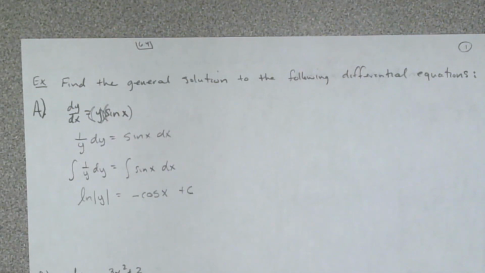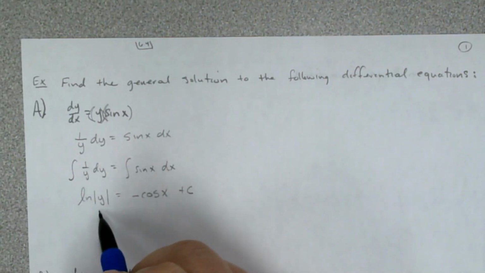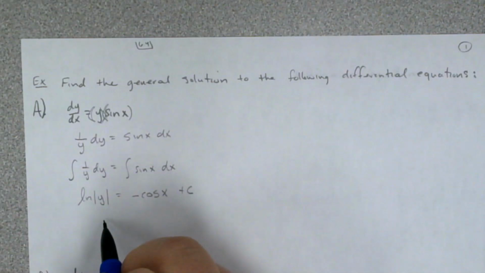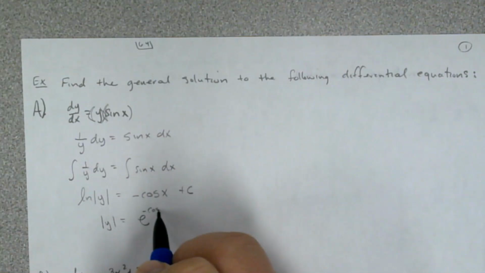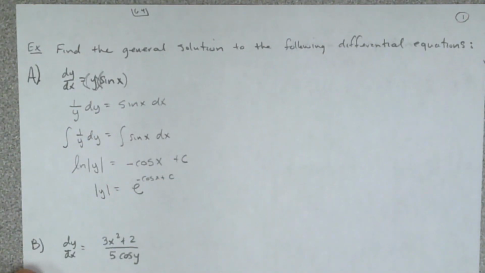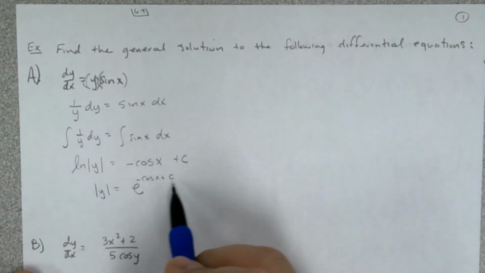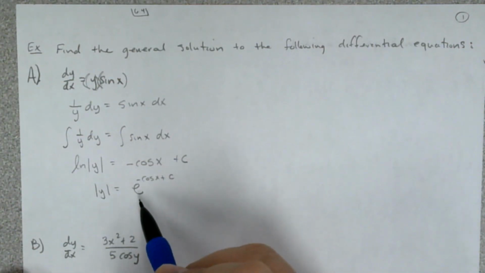So we need to solve this for y. Since this is a log that's been isolated, we can exponentiate both sides and we end up getting the absolute value of y equals e to the negative cosine of x plus a constant up here in the exponent. I'm going to show you a little thing about what this means, so you can see how it happens and how you get certain answers. And then we're going to get rid of the absolute value.